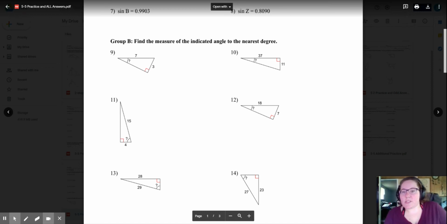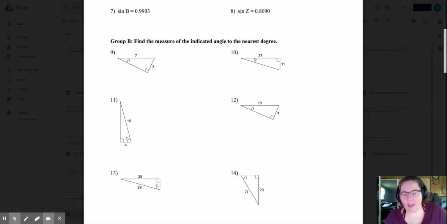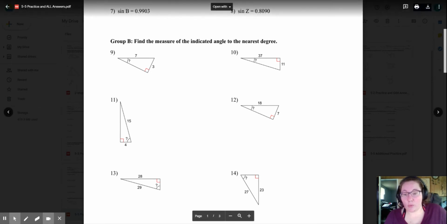Hey guys, so we're going to continue with Group B. Again, it says find the measure of the indicated angle to the nearest degree, and that's how you know that you're going to end up using the inverse. So if you look at a right triangle and it doesn't give you one of the angles on the inside, we know that we're going to end up using inverse if we're looking for an angle. So we still set them up the same way though.